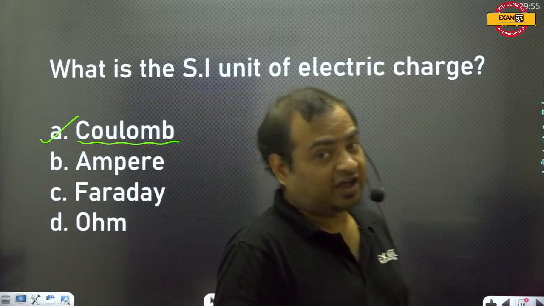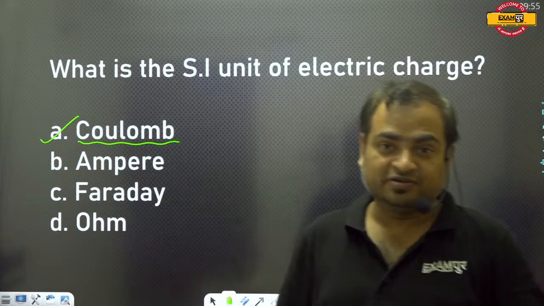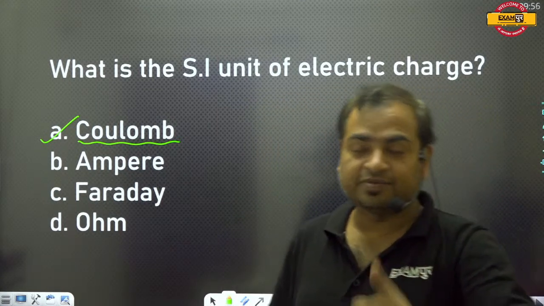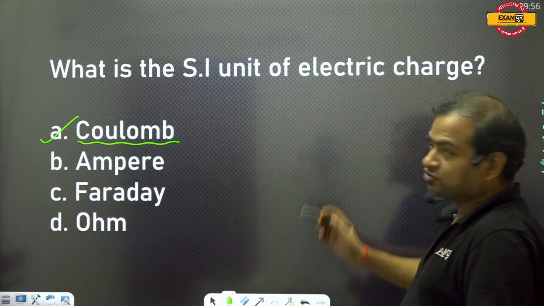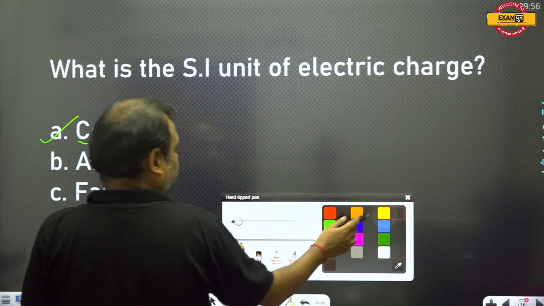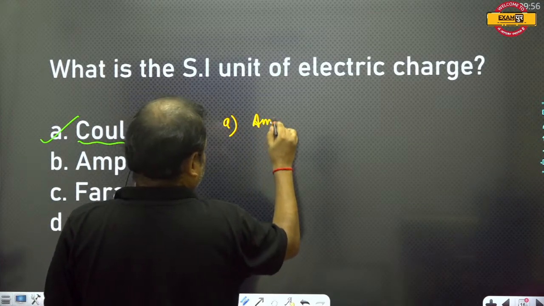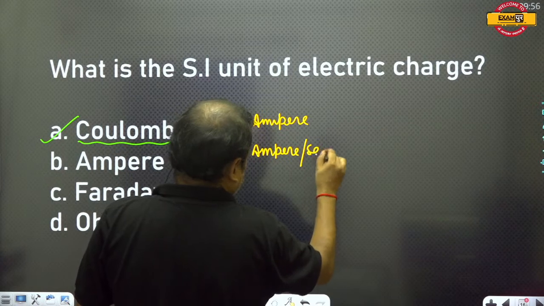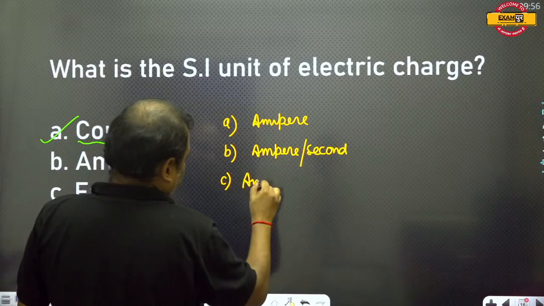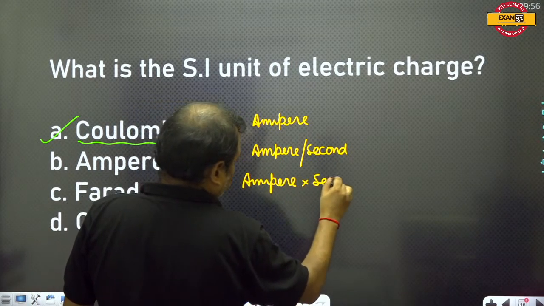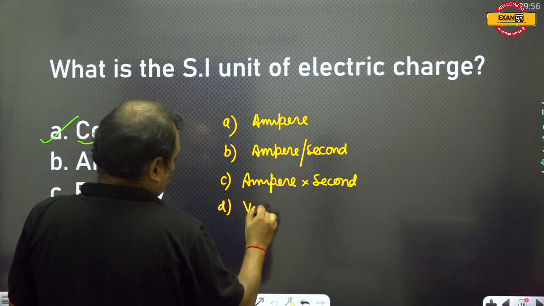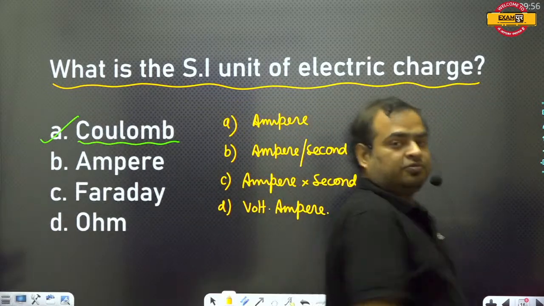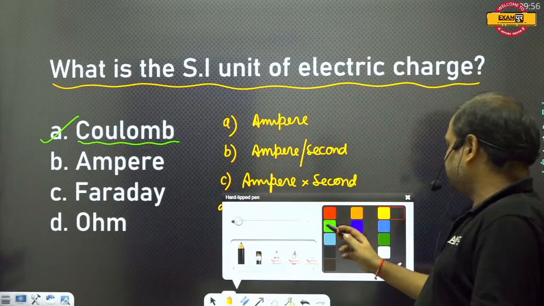But suppose I were the examiner asked by the railway board to design a paper with some questions from electricity. Then I would give you the options like this. The first option is ampere, the second option is ampere upon second, the third option is ampere into second, and the fourth option is volt into ampere. Please tell me which one is the correct answer for the same question.